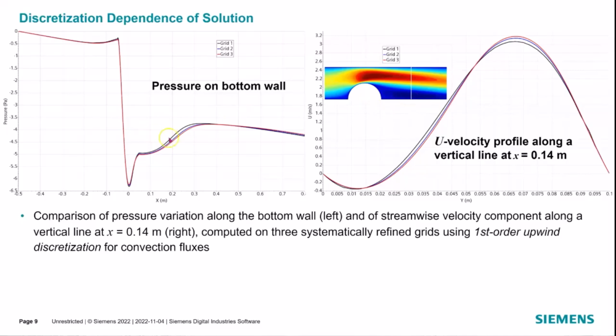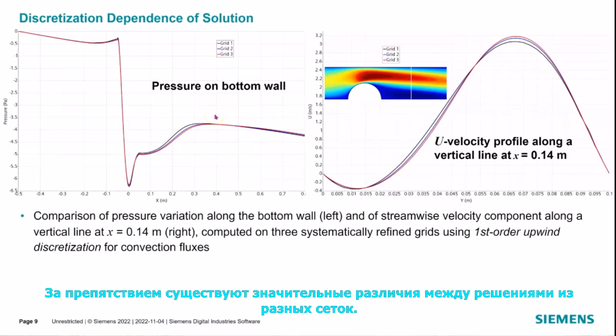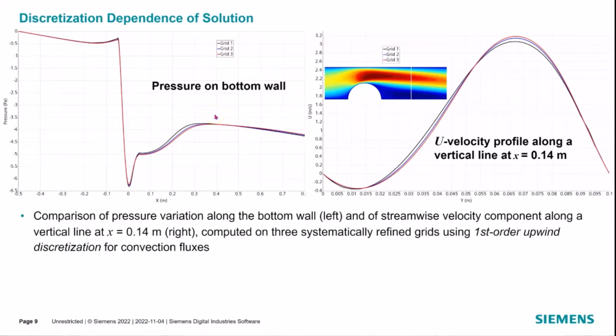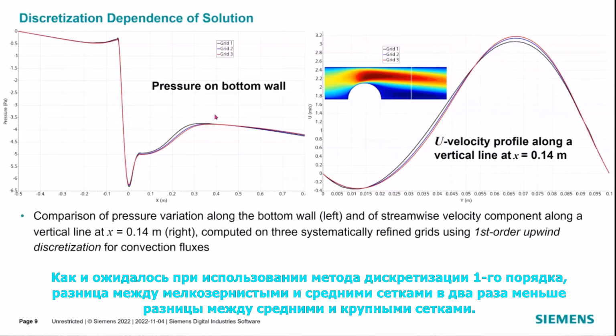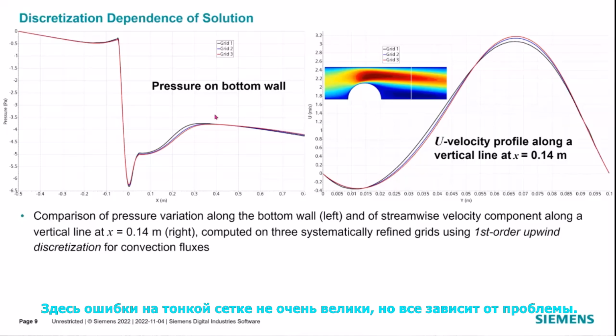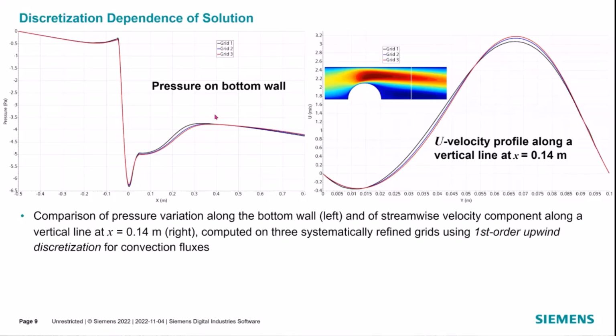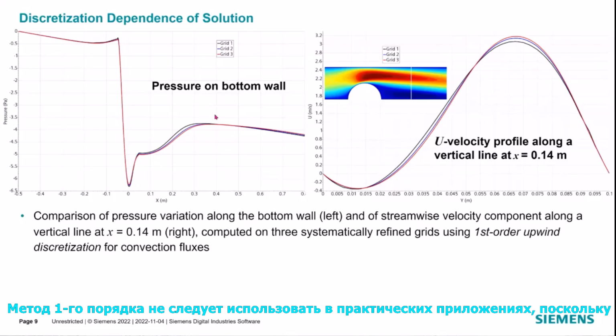Downstream of the obstacle, differences between solutions from different grids are significant. The difference between fine and medium grid solution is half the difference between medium and coarse grid solution, as expected of a first-order discretization method. Here the errors on the fine grid are not very large, but it is problem-dependent. In flows dominated by recirculation, the errors may be much larger, as will be shown in another lesson. The first-order method should not be used in practical applications, because the second-order scheme provides a much more accurate solution at the same computing cost.